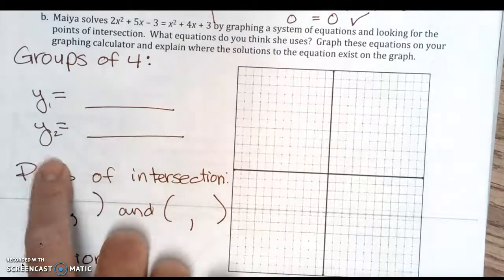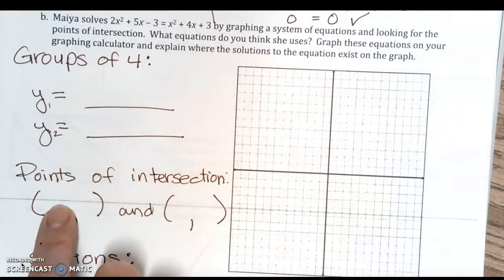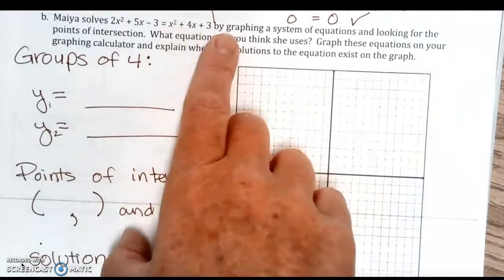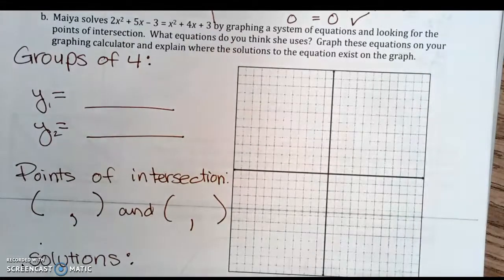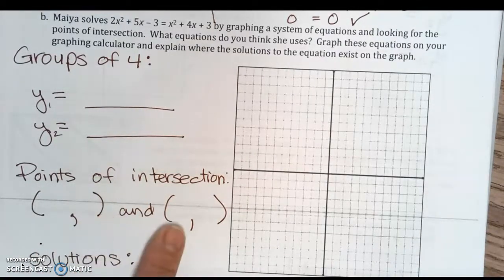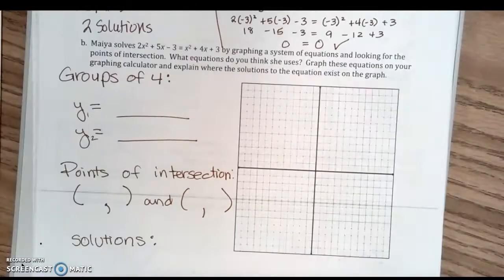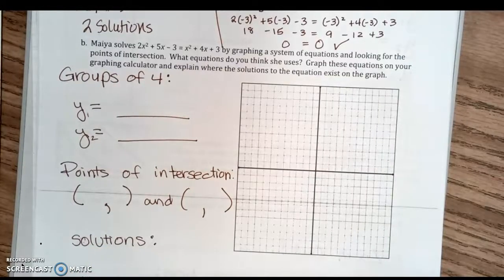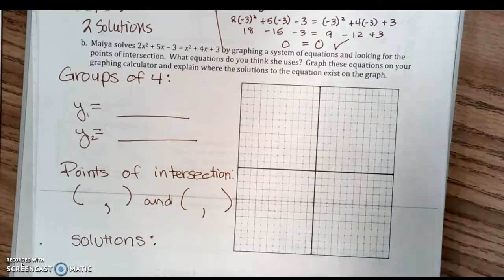So the second one should be the right side of the equation, the x squared plus the 4x plus 3. You're going to graph those two, and then you're going to write down what are the points of intersection. Okay? Which means your solutions will be something. Hint, look back at part A if you need to check it.